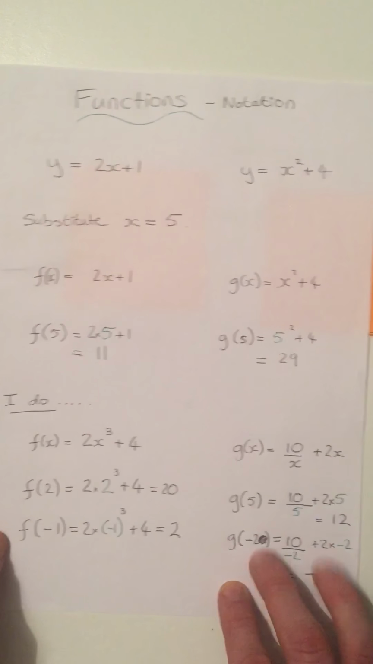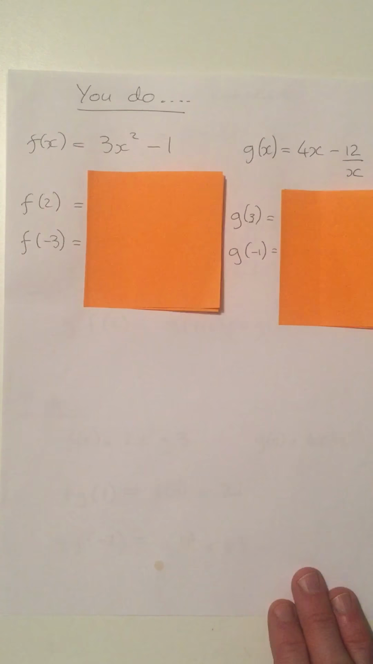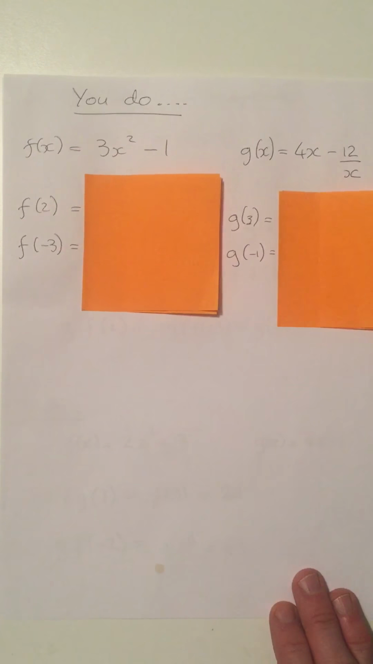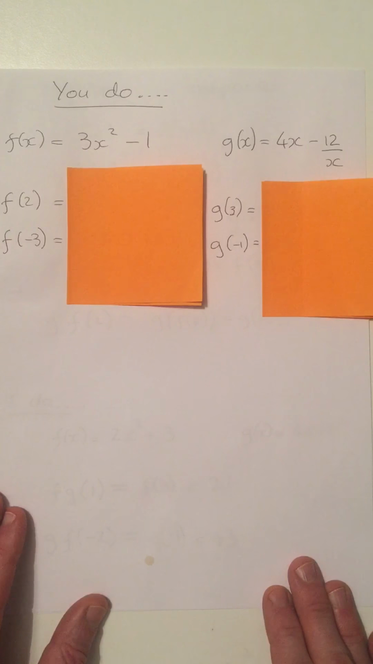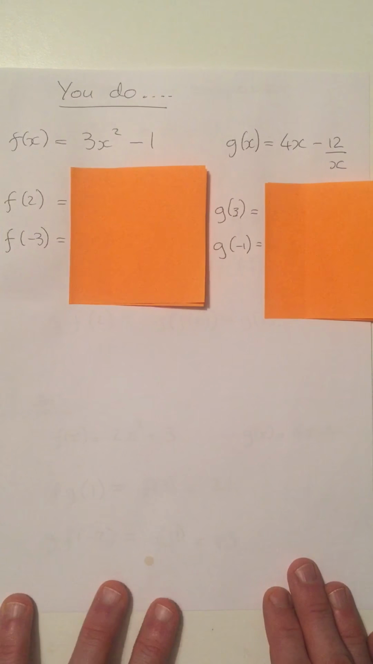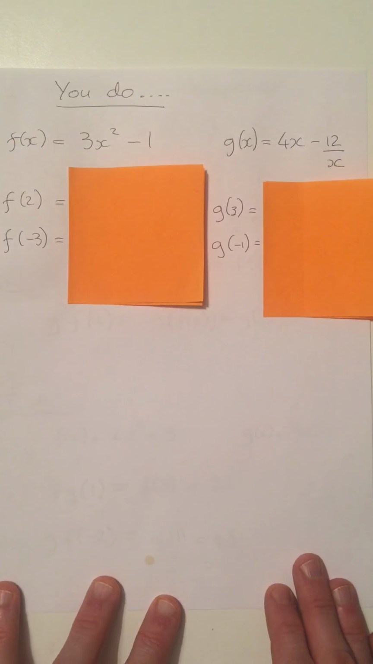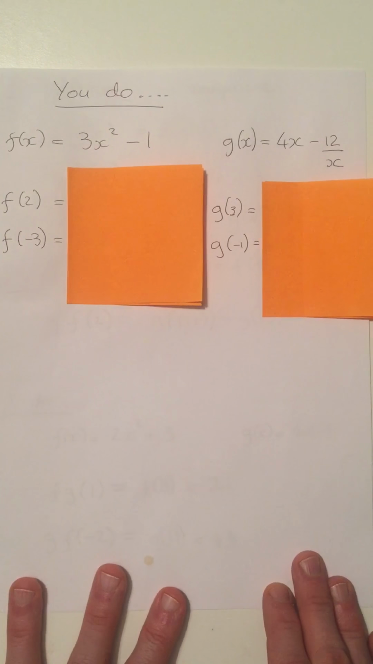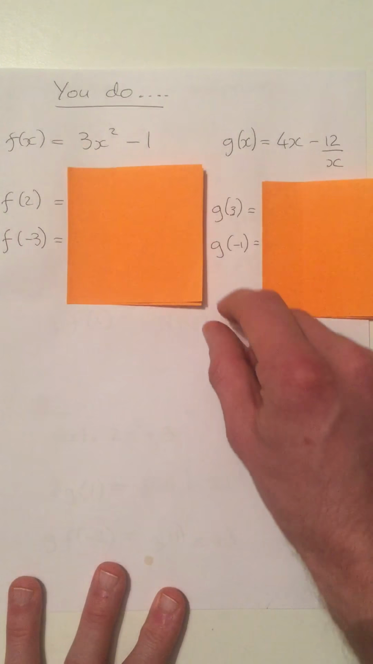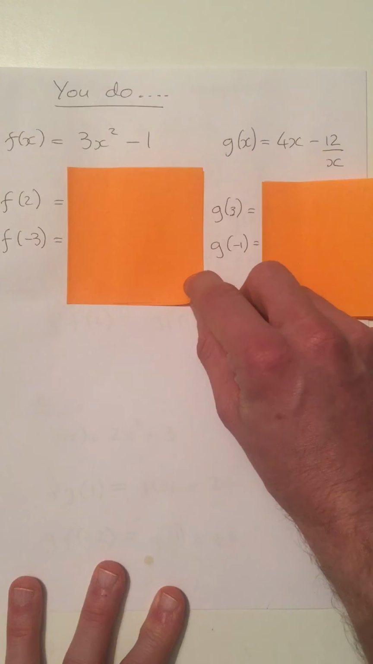So here is a couple of questions for you to have a go at. Press pause and have a go at each of these questions on paper. It's important you actually do this to check your understanding, so make sure you have a go at this. When you're ready, press play, because I'll show you the answers and you can mark it.